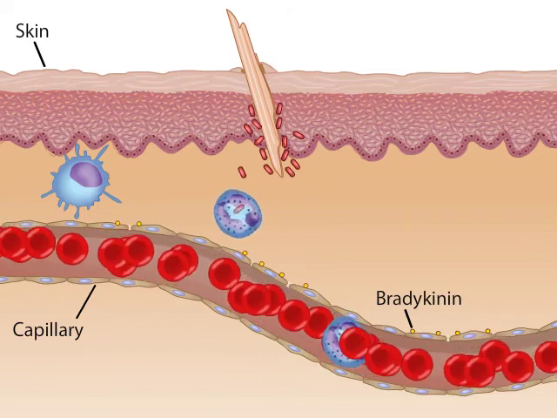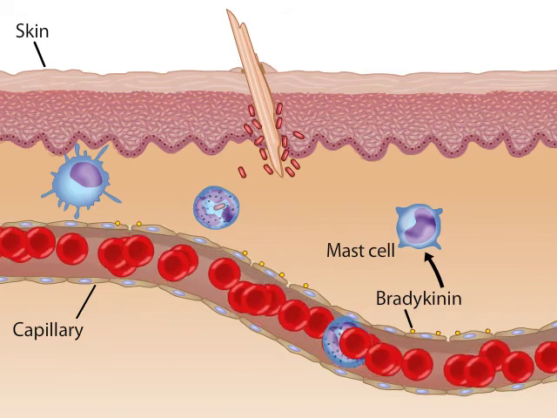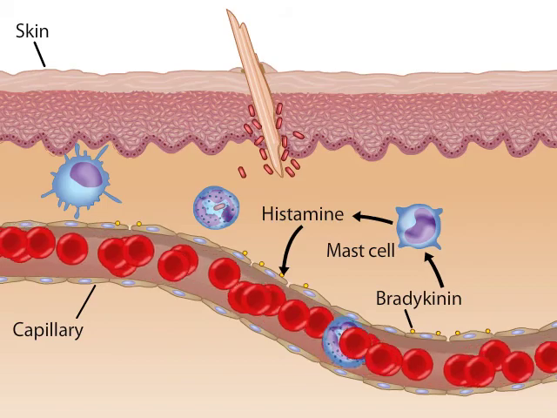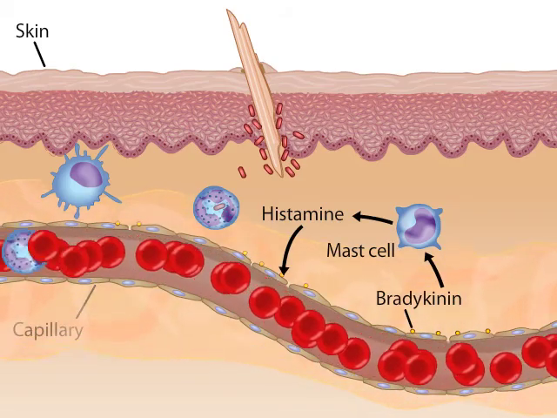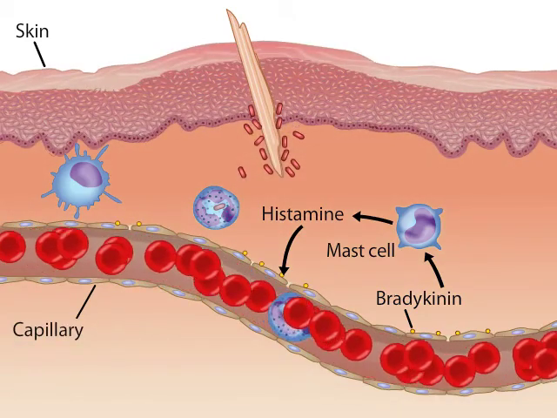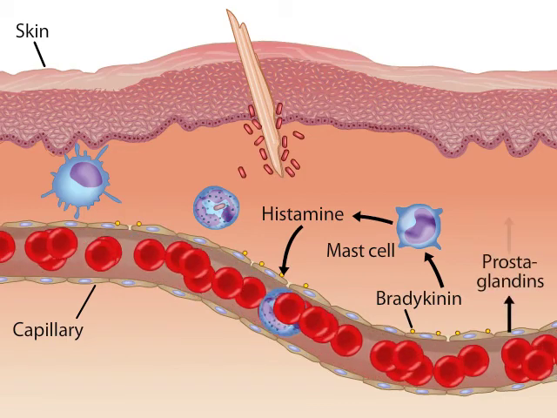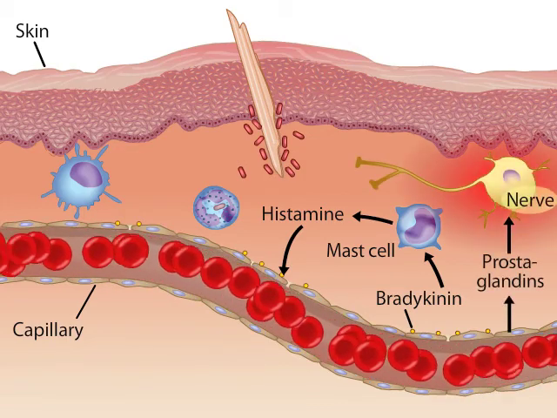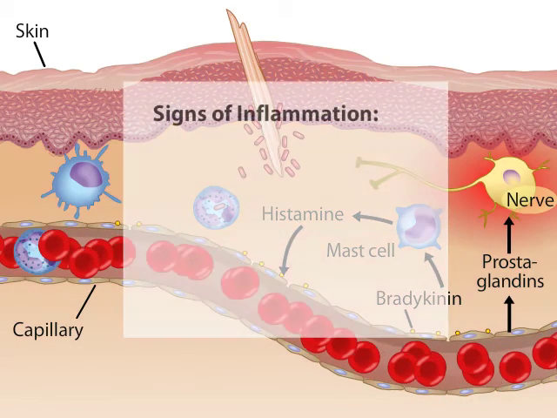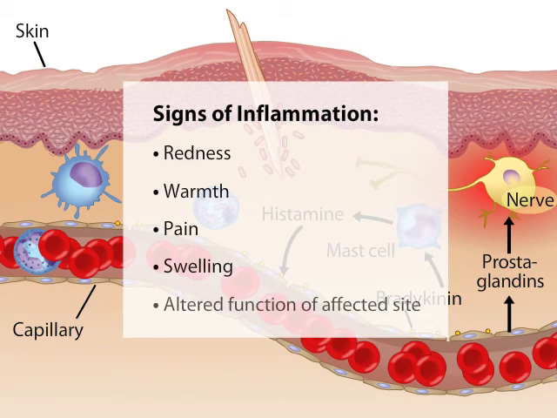Bradykinin molecules also bind to other cells of the immune system, called mast cells, that are in the area, causing them to release histamine. The histamine further loosens the endothelial cell junctions, allowing more fluid and cells to move out of the capillaries. Bradykinin, when it attaches to capillary cells, induces the cells to synthesize prostaglandins. Prostaglandins stimulate nerve endings, causing pain, which draws awareness to the infected area. The 5 cardinal signs of inflammation are redness, warmth, pain, swelling, and altered function at the affected site.